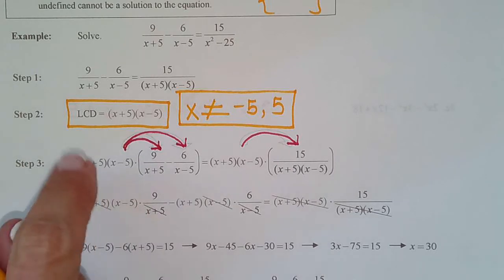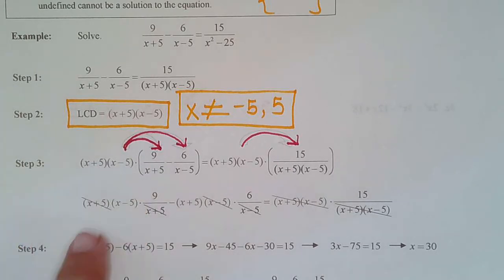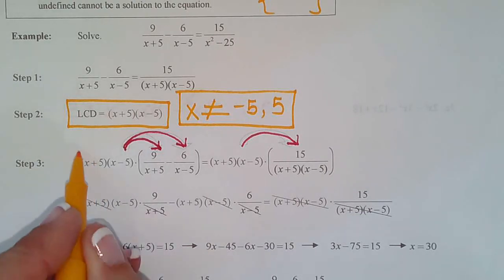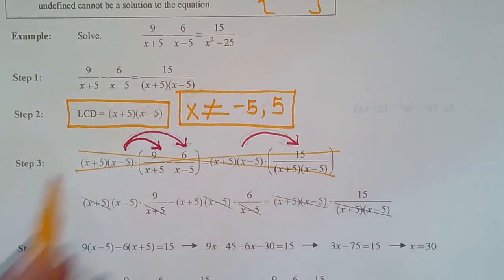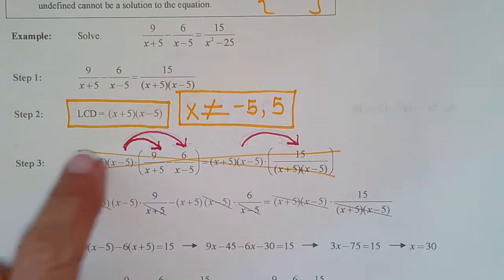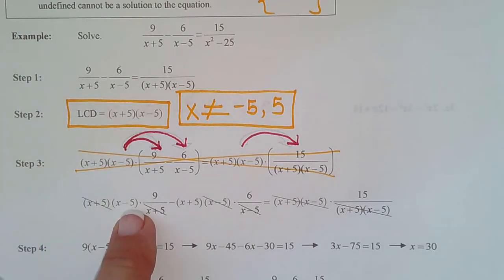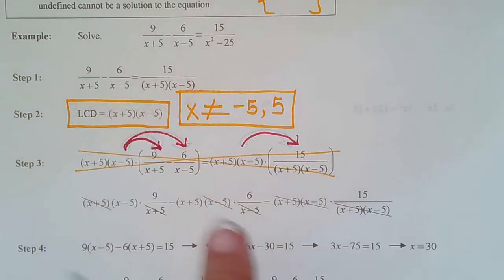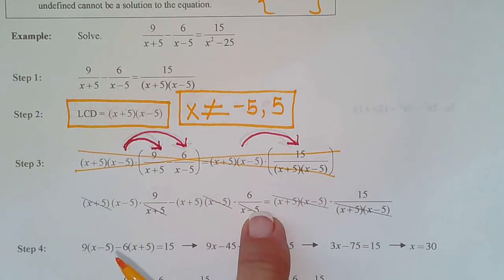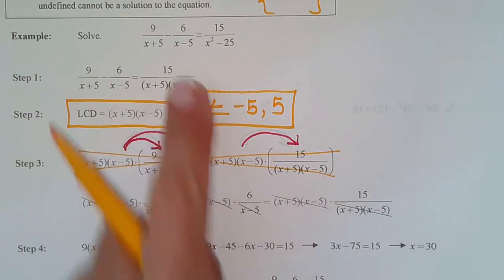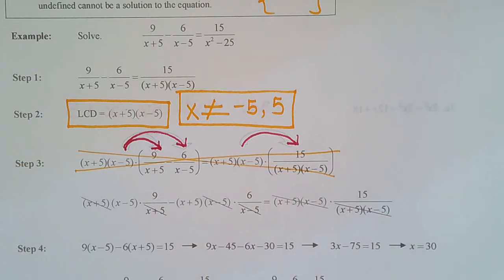So we multiply every single term. You guys can really skip this step; we would jump right down to that. I don't even like that. So we multiply the first term by x plus 5, x minus 5. We multiply the second term by x plus 5, x minus 5. And we multiply the third term by x plus 5, x minus 5.